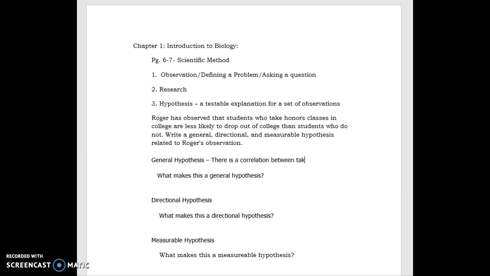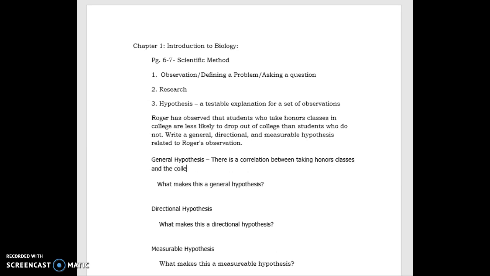There's a correlation between taking honors classes and the college dropout rate. This came somewhat directly from this information about Roger. So let's analyze why this is a general hypothesis. All that he is saying up here, he recognizes this is the data, this is the observation that he has.